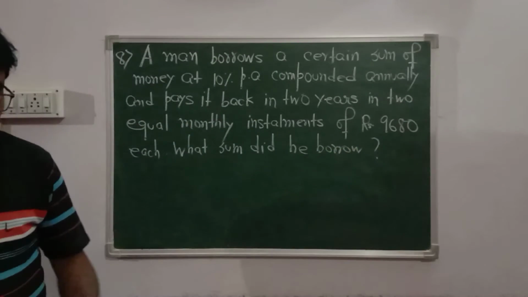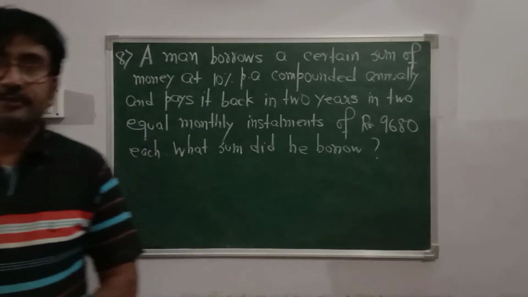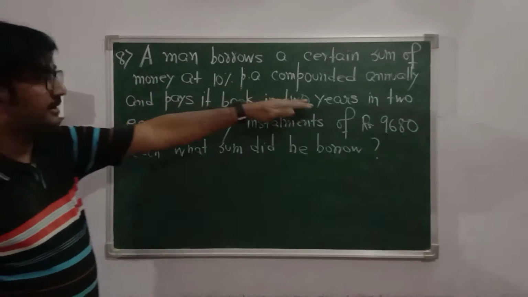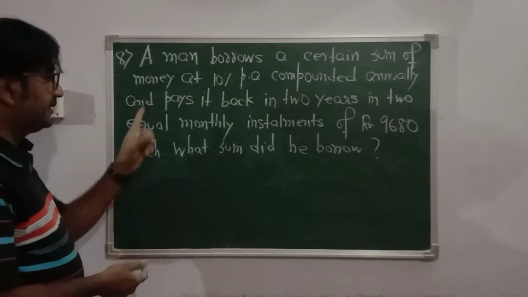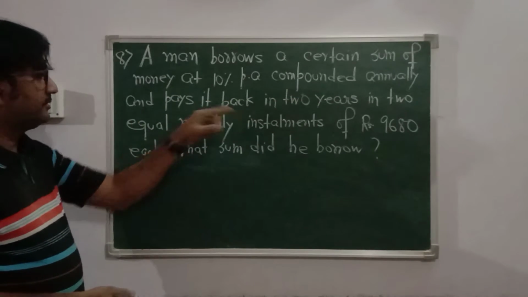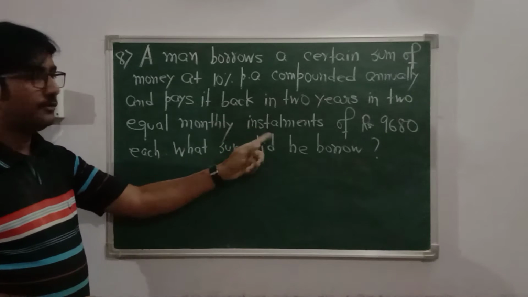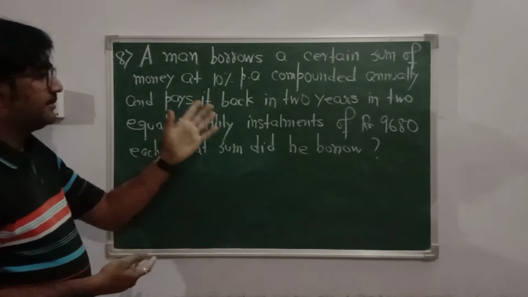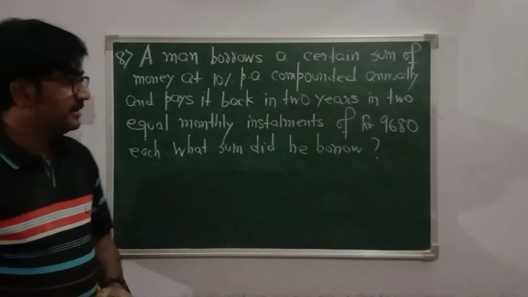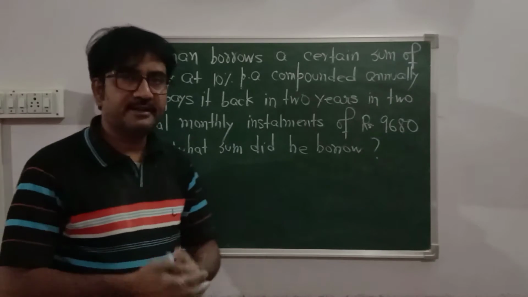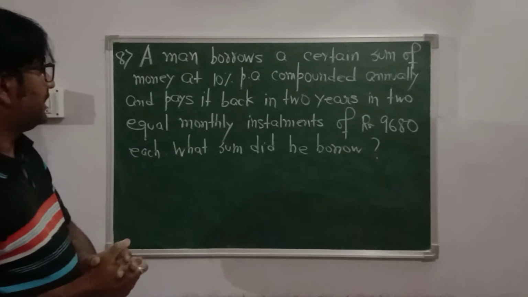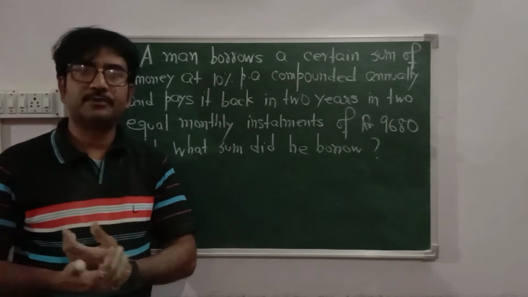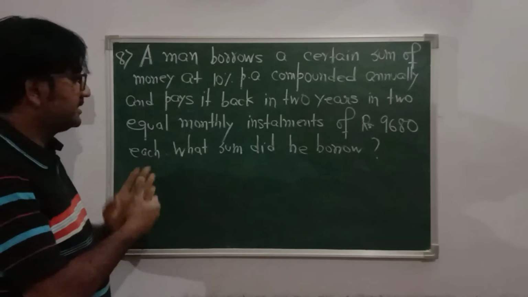Now, a very good question. A man borrows a certain sum of money at 10% per annum, compounded annually, and pays it back in 2 years in 2 equal monthly installments of rupees 9680 each. What sum did he borrow?